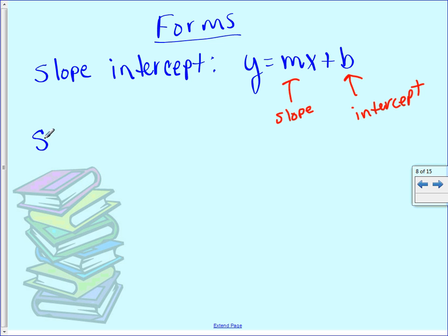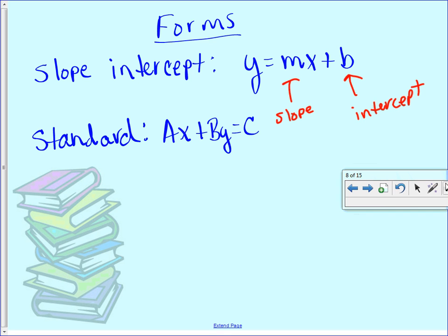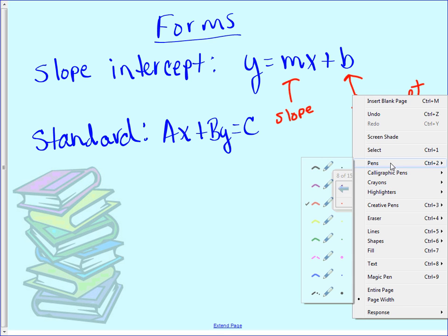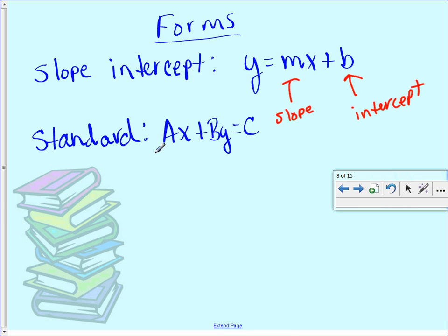Then I have standard. Standard form, ax plus by equals c. And in red, I'm going to say that this a has to be a positive whole number. Okay?